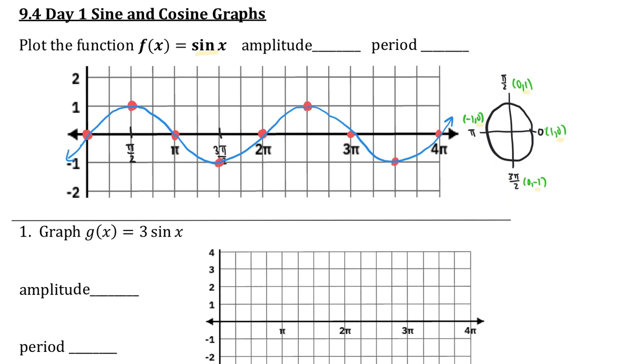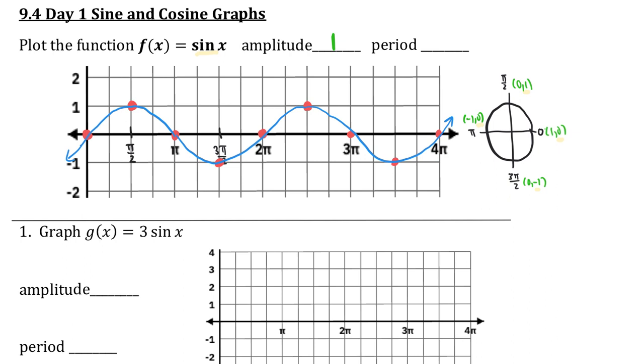Okay, now here's some verbs. Okay, amplitude is how high up and down it goes from the midline. So this is the middle of the graph. It goes up 1, it goes down 1, it goes up 1, it goes down 1, so the amplitude is 1. The amplitude is also like the stretch. There's no stretch on this, so it's going to stay 1.